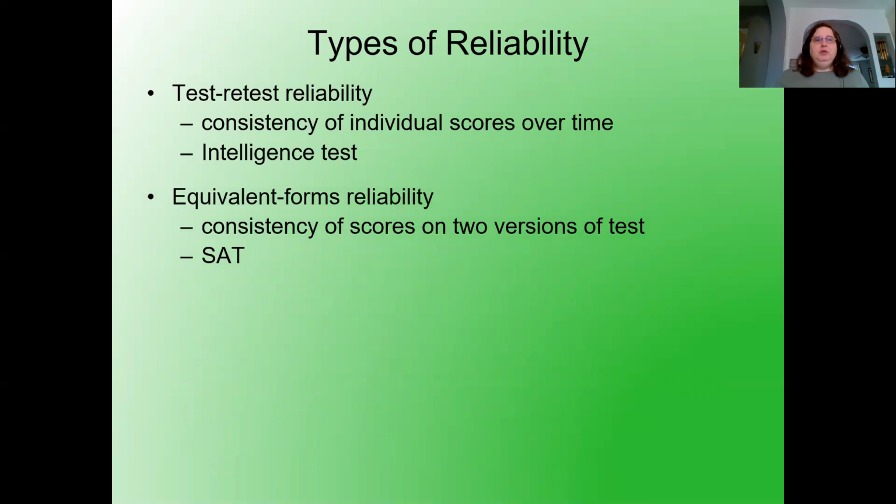So in that case, maybe we would have something like equivalent forms reliability. This would be consistency of scores on 2 versions of a test. The SAT is a perfect example of this because, as you know, not everyone gets the same exact questions on an SAT, but they are supposed to be equivalently difficult. So even though you're not having the same exact questions, they should still be reliable. If you take one version of the SAT and then you take another version, your scores should be quite similar.